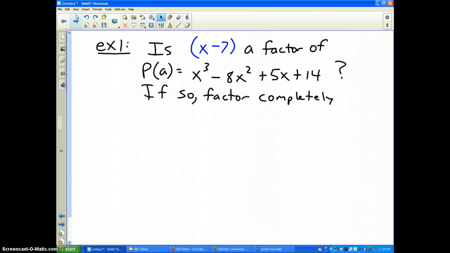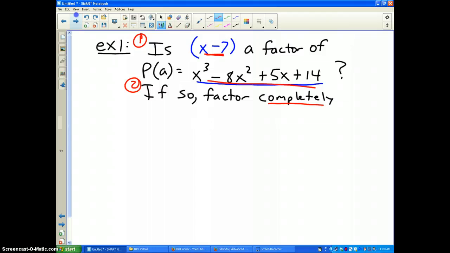Number 1, is x minus 7 a factor of the polynomial x to the third minus 8x squared plus 5x plus 14? And if so, factor completely. So there's two parts to this. The first part is like you just did in the prior video lesson. You have to determine, is x minus 7 a factor of this polynomial? And then if it is, we have to do the factor completely part. I'm going to write the word factors over here on the left side, because that's where we're going to list our answers.